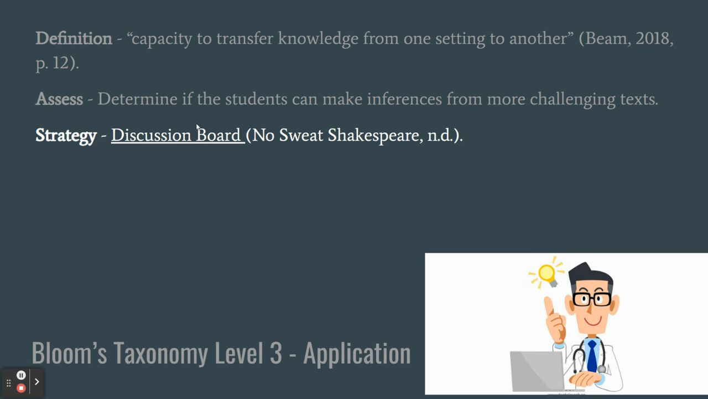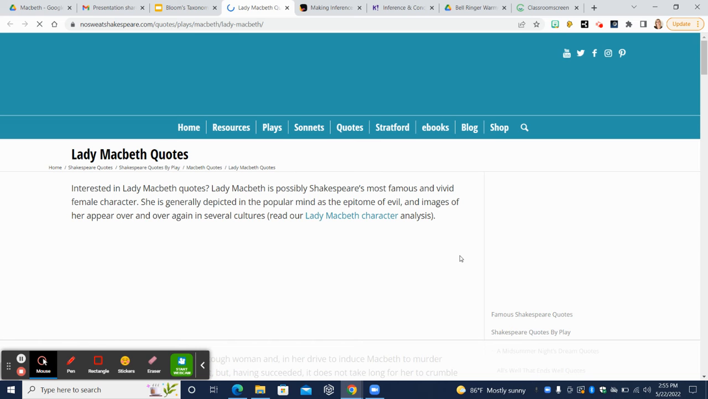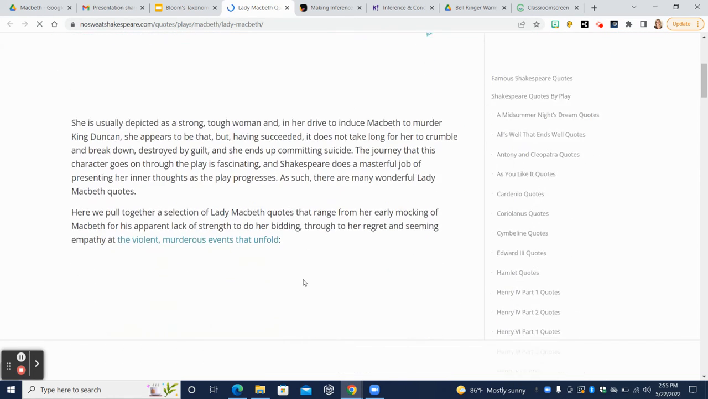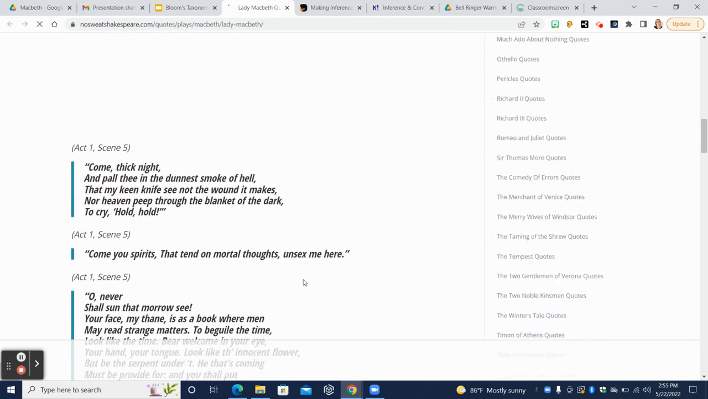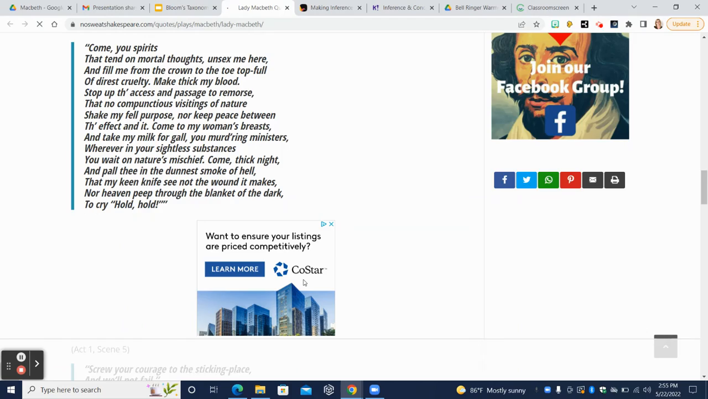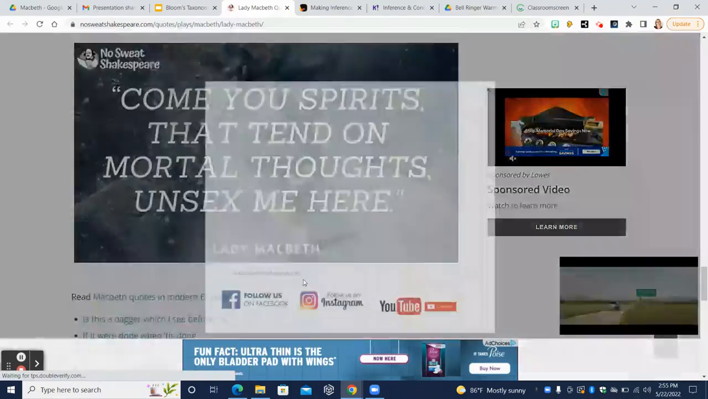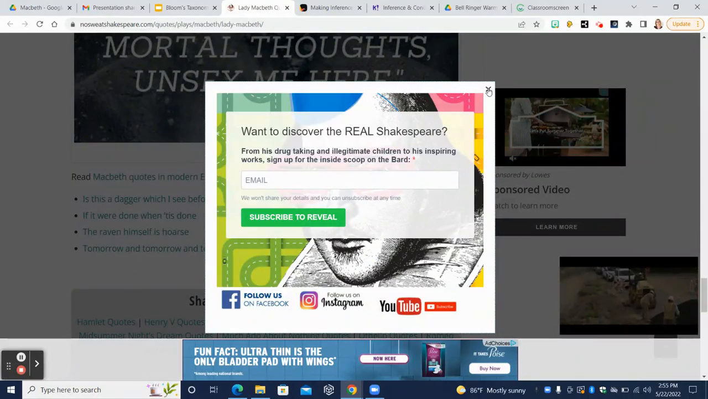And I'm going to go ahead and pull that up. I would have them read a passage from Macbeth. I've got to scroll down to the quote that I want to use. I would want them to read this quote from Macbeth and then make an inference about what they think Lady Macbeth is saying.